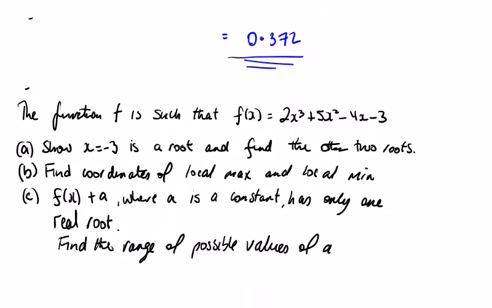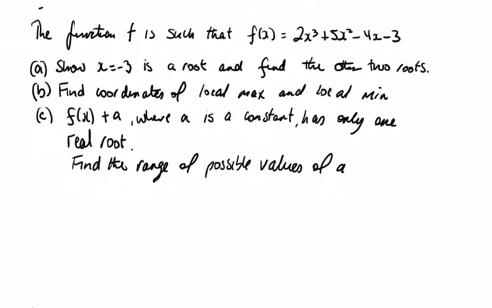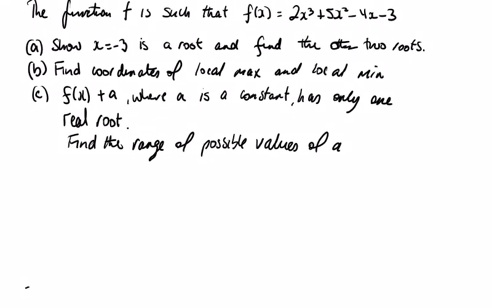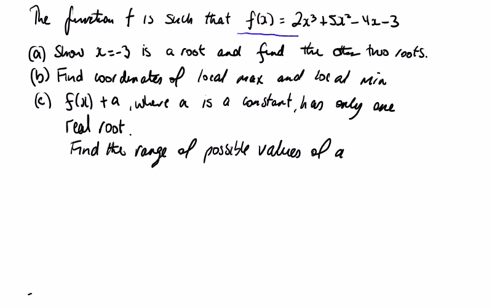On to the next question, with the washing machine really annoying me in the background, so if you can hear it, I apologize. Right, the function f is such that f of x is equal to this cubic function. Show x equals minus 3 is a root. Don't confuse with a factor. Find the other two roots.